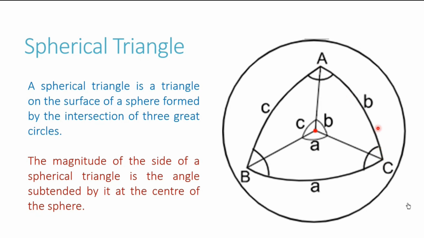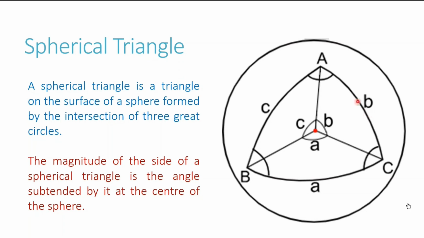Like for this particular side, we can call it AC, or you can also call it by the small letter of the angle opposite to it. Now the angle opposite to this side is angle B. So you can also represent this side with small letter b.